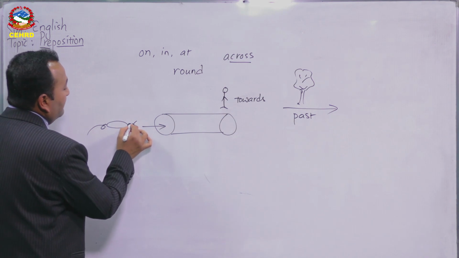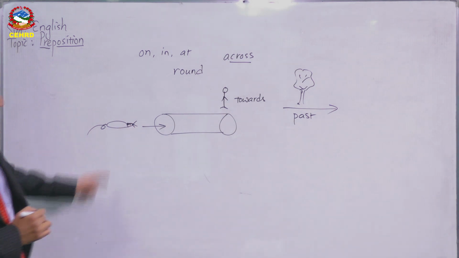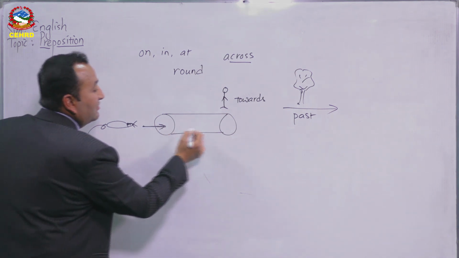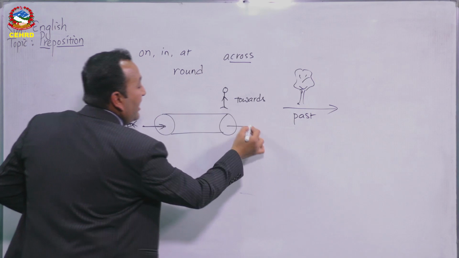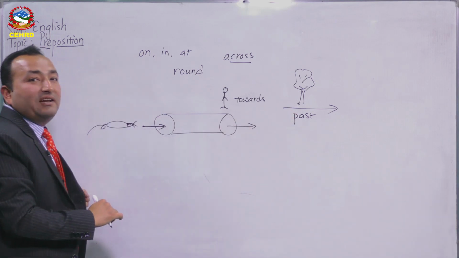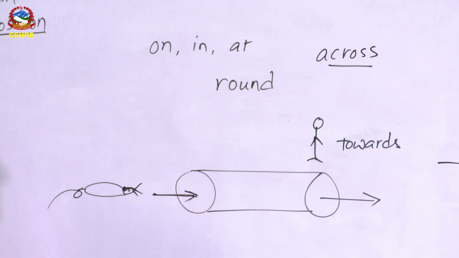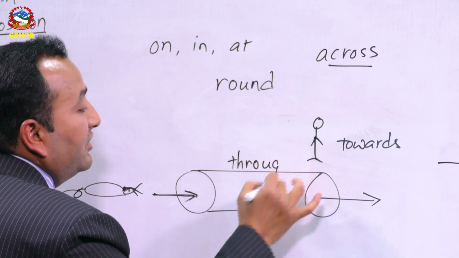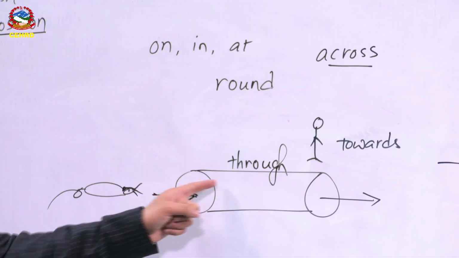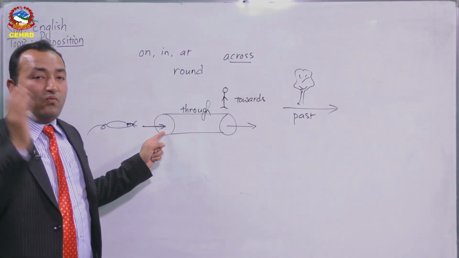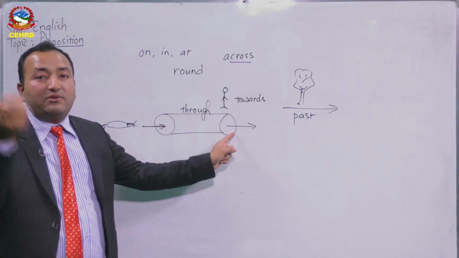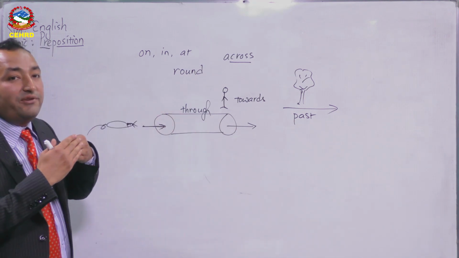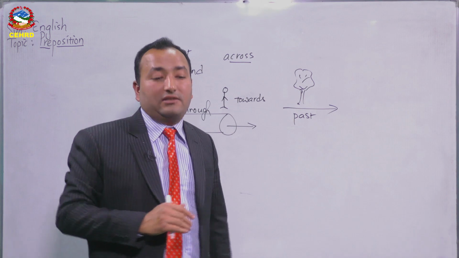Suppose here is a mouse. Okay, the mouse is there. The mouse went from this side and came out of this side, out of the other side. So this is what we use. This time we use through, going from one end and coming out of the other end, disappearing for a while. So what do you use? We use through this time.